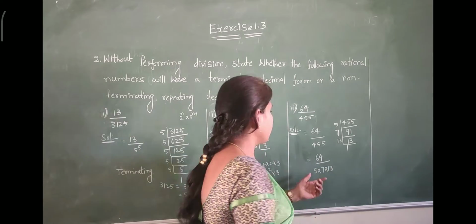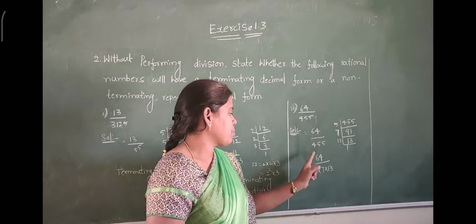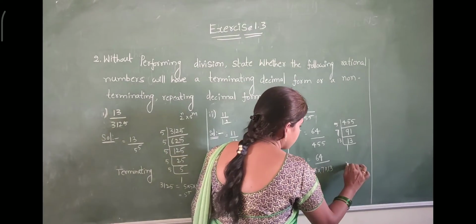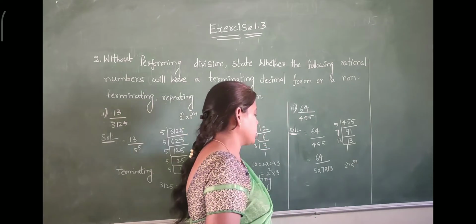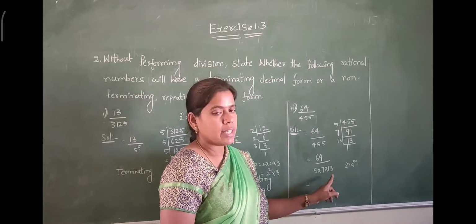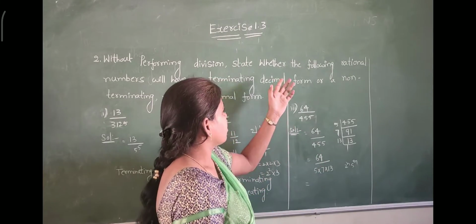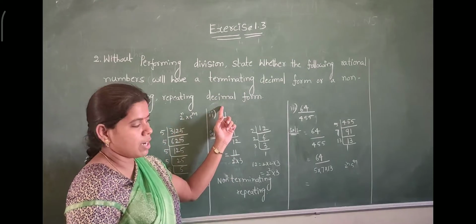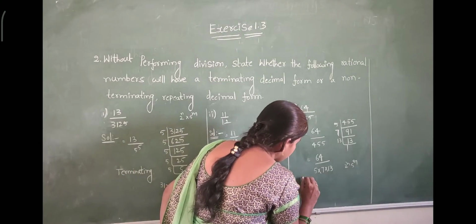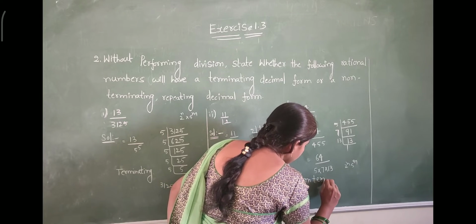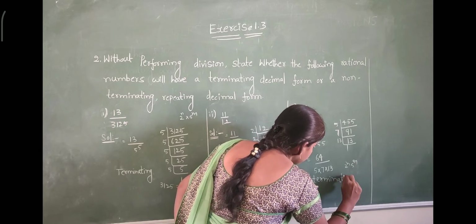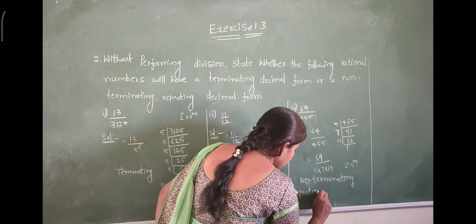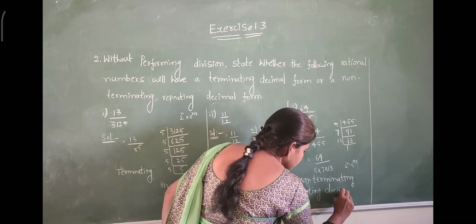If you observe, the prime factorization of the denominator is not in the form of 2 to the power of n into 5 to the power of m. There exist other numbers, 7 and 13. That's why this is not terminating. This is a non-terminating repeating decimal. Did you understand, children?